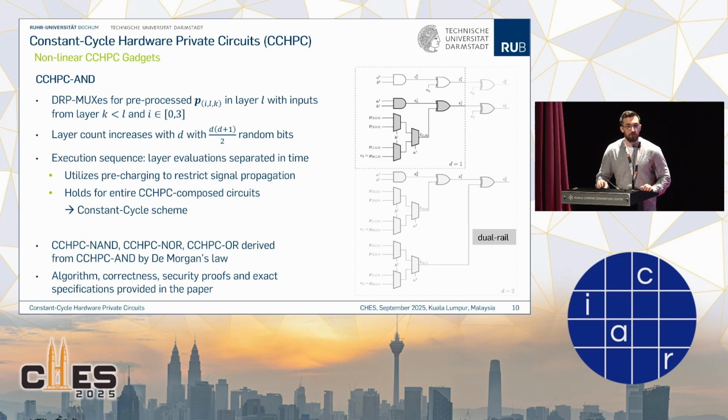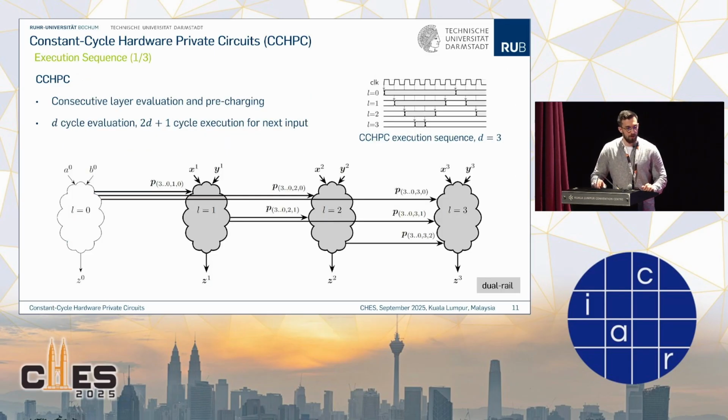And of course, the algorithm for generic orders, correctness, and also security proofs are described in detail in the paper. Now, because this is a very crucial aspect of the scheme, let's again look at the execution sequence. So at the bottom, we have these layers and also the preprocessed values. And we can see here that every layer provides some preprocessed value to all of the consecutive layers.